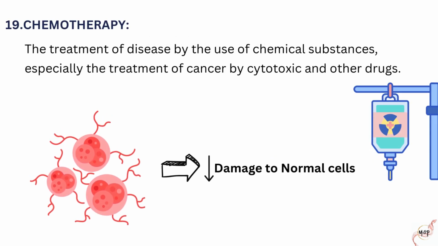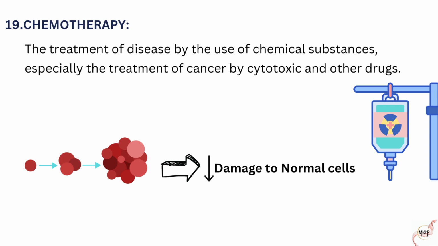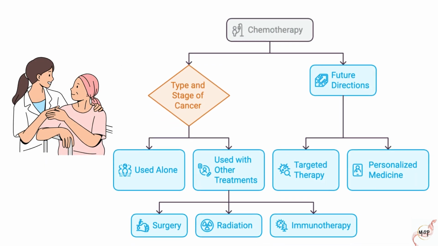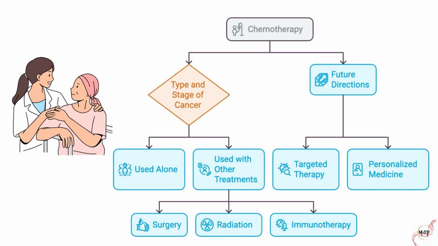Next is chemotherapy. It is a treatment of disease by the use of chemical substances, especially the treatment of cancer by cytotoxic and other drugs. Hence, chemotherapy drugs are designed to target and destroy rapidly dividing cancer cells while minimizing damage to normal cells. Chemotherapy works by interfering with cell division.